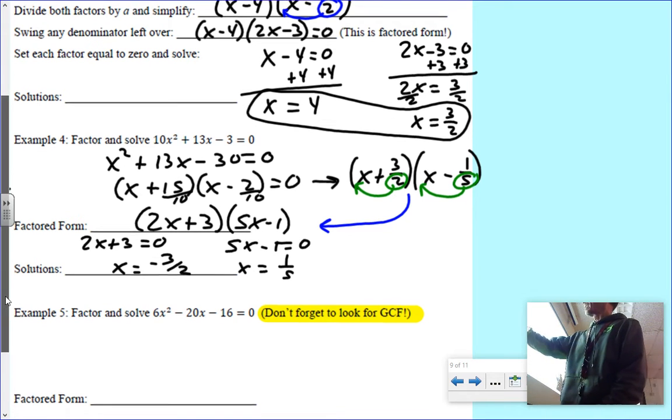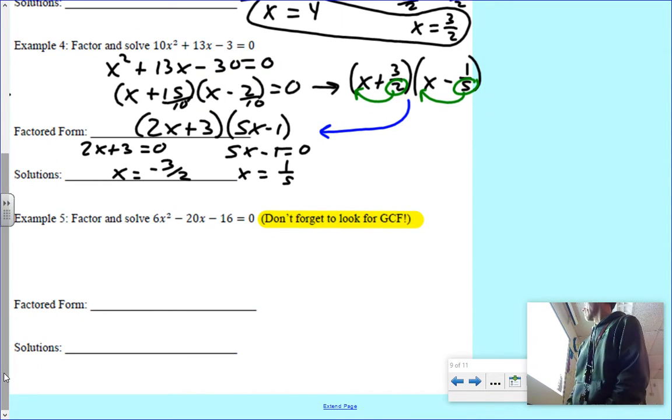I've got one last example before we start talking about some special cases. Again, if you want to pause the video and do this one, do keep in mind, always, always, always look to see if there's a GCF that you can factor out and make the number smaller. So pause the video one more time, and then we'll go through this solution.